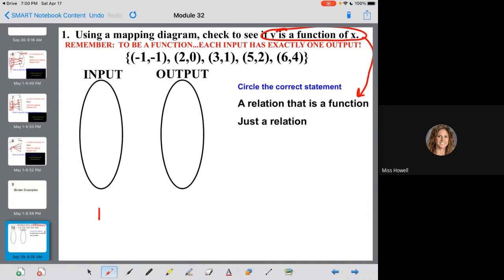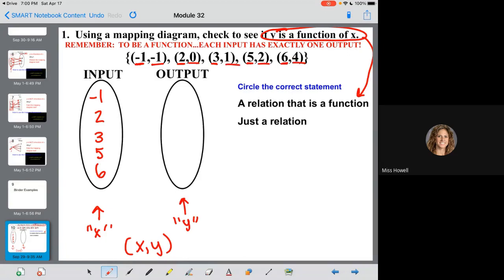So over here in our input, that's all of our x's. So remember, ordered pairs go x, y. So our inputs are -1, 2, 3, 5, and 6. And we always want to put our inputs there in numerical order. So this one's kind of nice. It's already in lowest to highest order for us. But if not, we would want to do that as we set them in here. All right, our output, this side, is our y's, which are second in our ordered pair. So we have -1, 0, 1, 2, and 4. Again, in this case, they happen to be in numerical order for us, which is nice. So -1, 0, 1, 2, and 4.